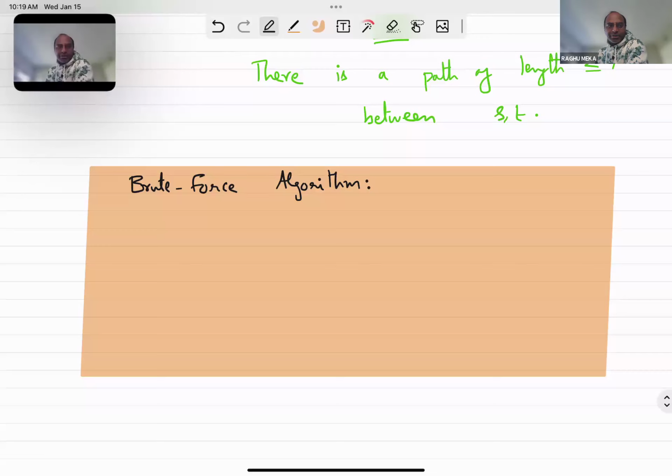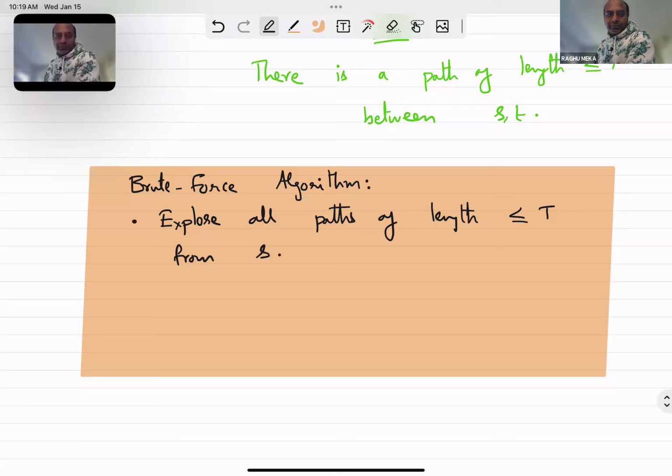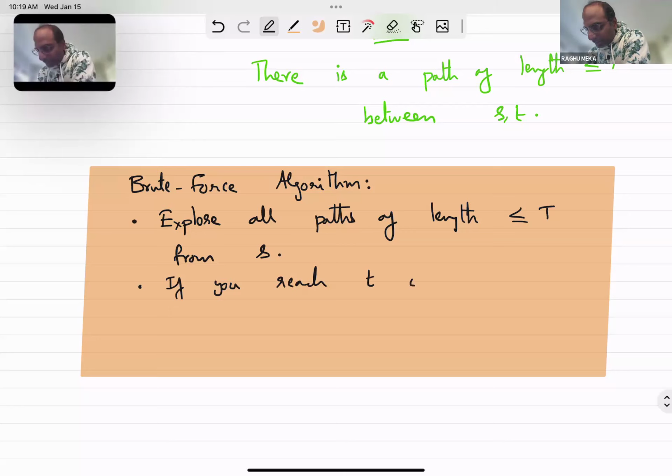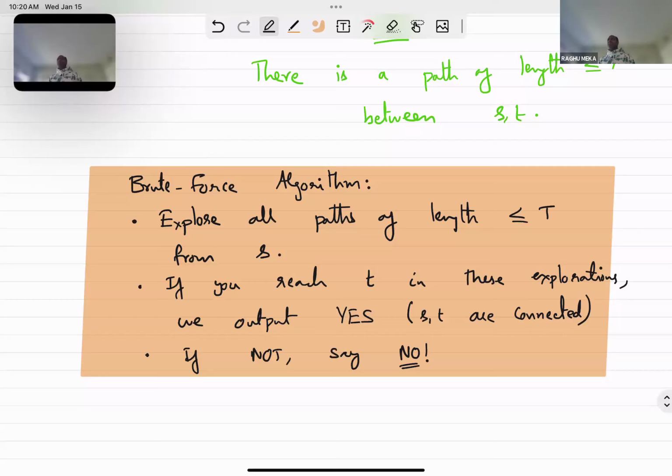So what is a brute force algorithm going to be? Explore all paths of length less than or equal to t from S. If you reach the target in these explorations, we output yes. If not, say no. Okay, makes sense.